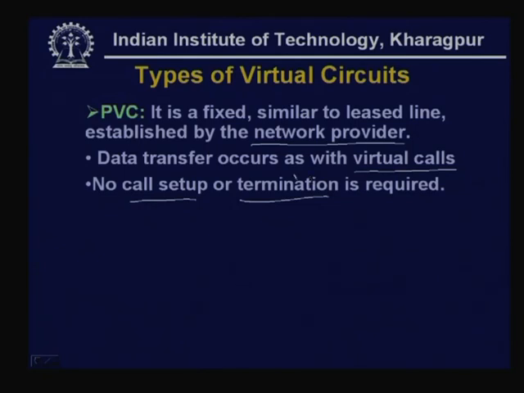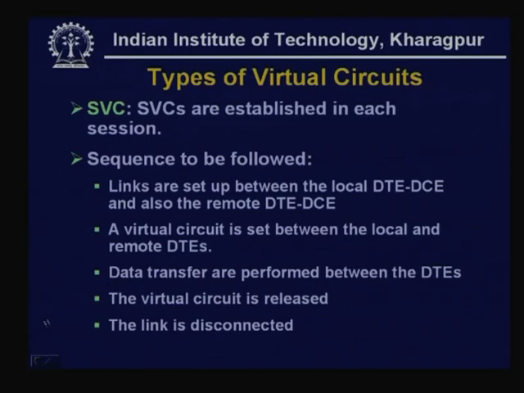However, in case of switched virtual circuits, it is necessary to have a link for each data transfer, and the sequence of events to be followed is given here. First of all, links are set up between the local DTE and DCE, and the remote DTE and DCE. That means, first a link is established between the DTE and DCE on the local side, and also between the remote DTE and DCE. That is the first thing that is done.